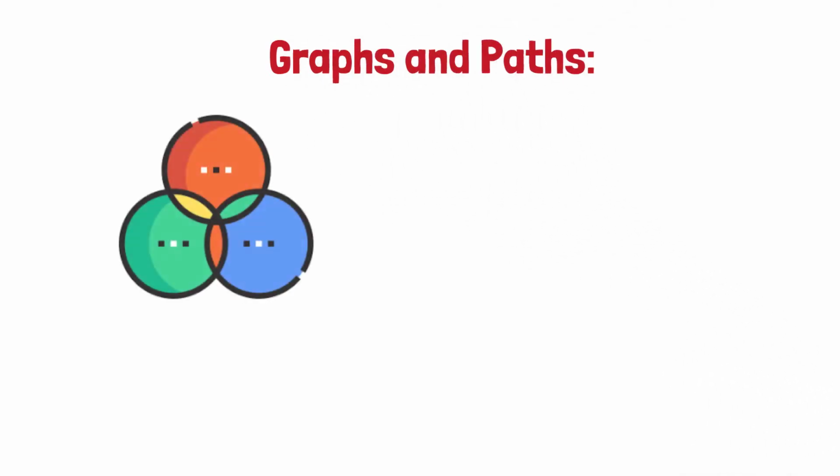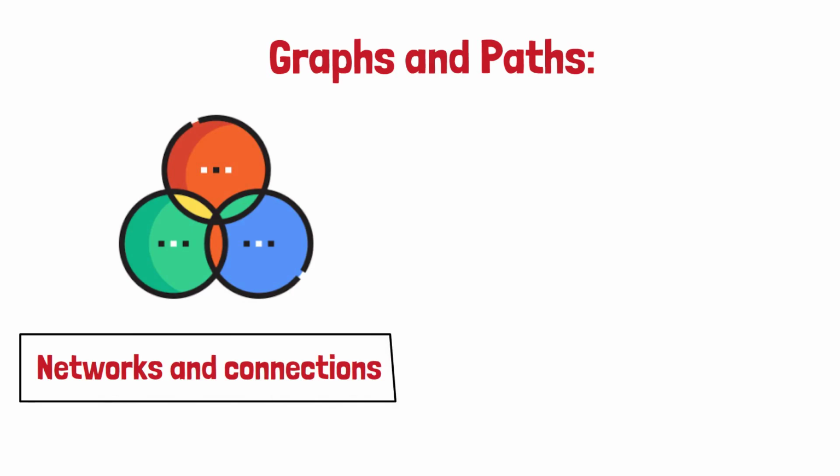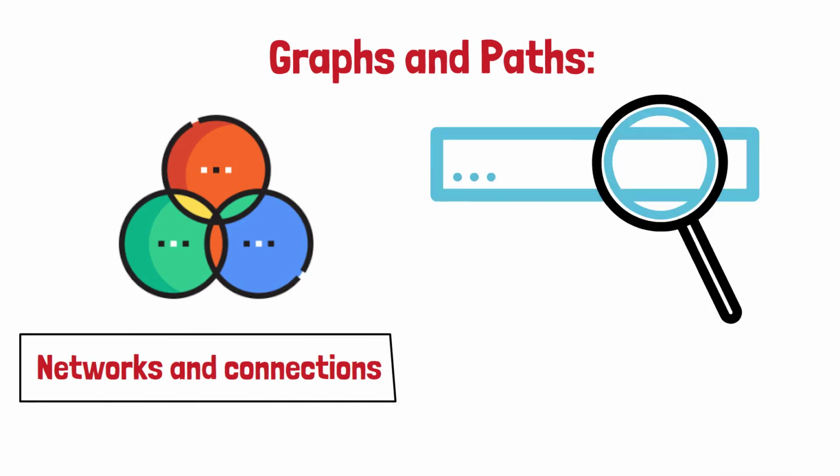Graphs and paths. Combinatorics studies networks and connections, essential for designing search algorithms like shortest path or traveling salesman solutions.